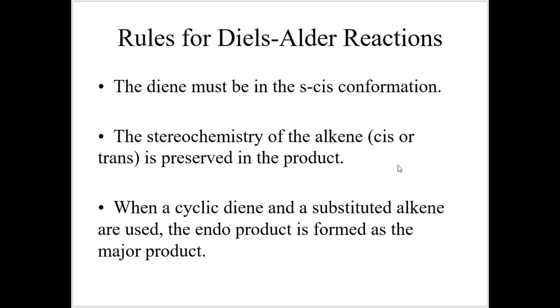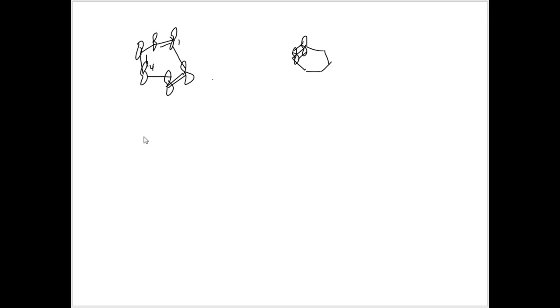Okay, there are some rules. And we're going to deal with two of these rules, and then we'll deal with the third one at the beginning of the next lecture video. So the first rule is that the diene must be in the s-cis conformation. What does that mean? Here's what that means. In terms of the s-cis conformation, here is one conformation because I have free rotation around that sigma bond, around that single bond.